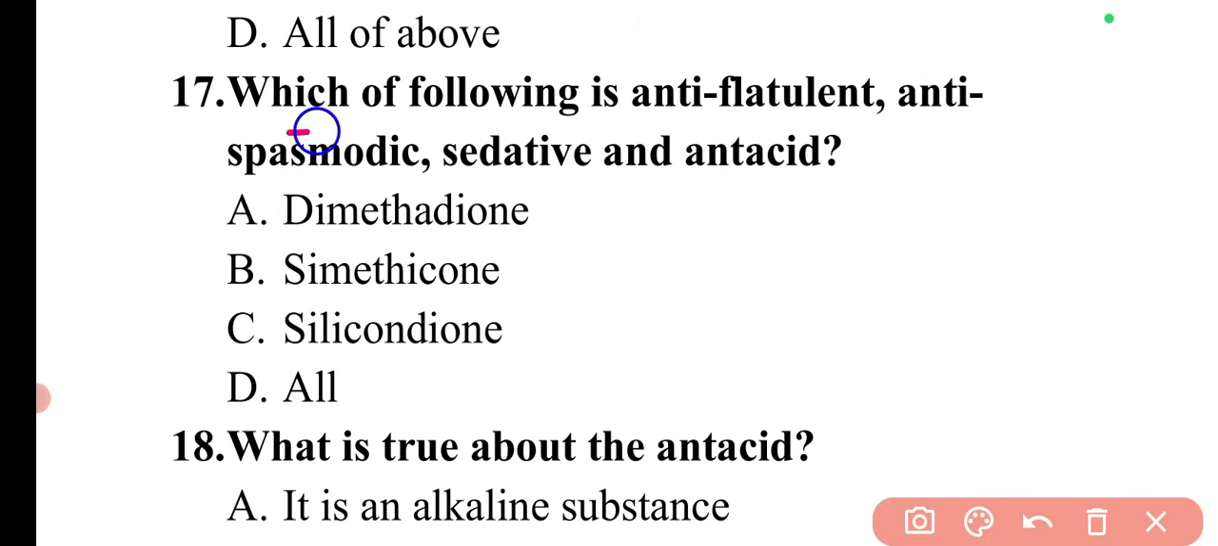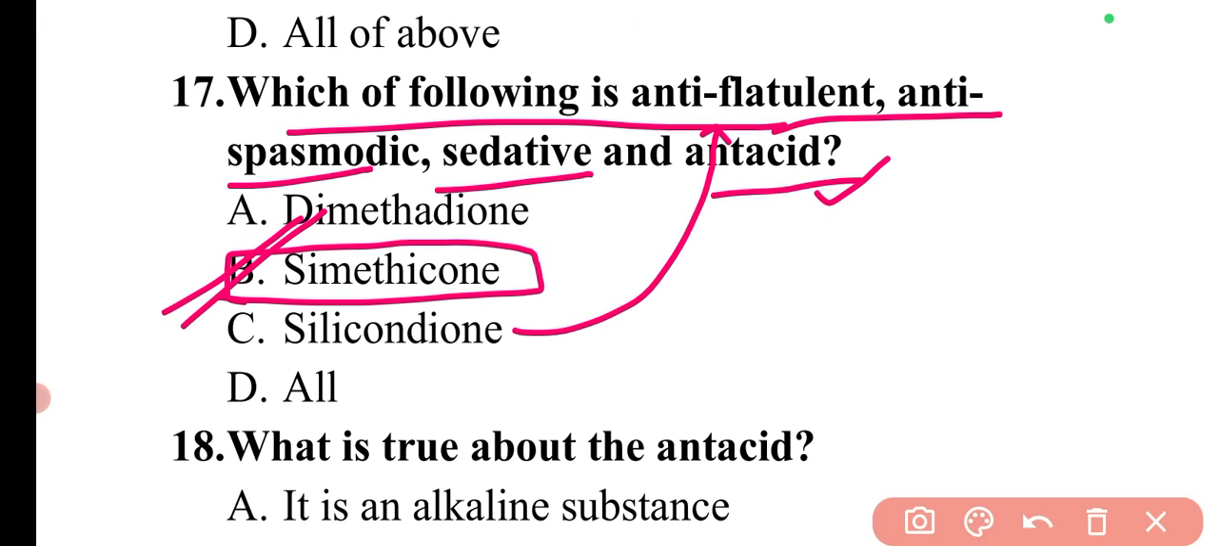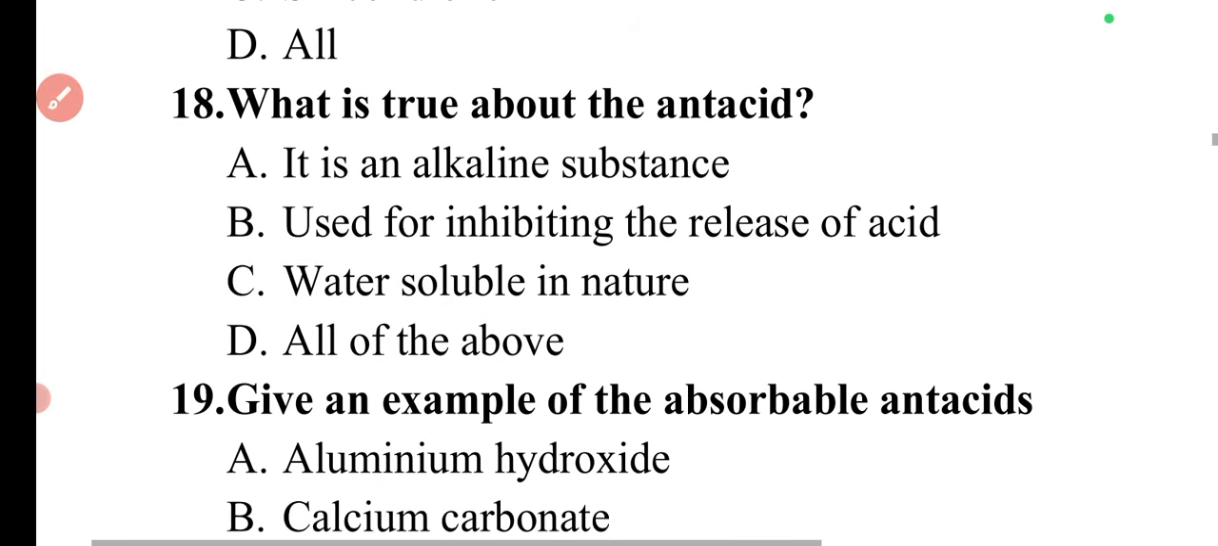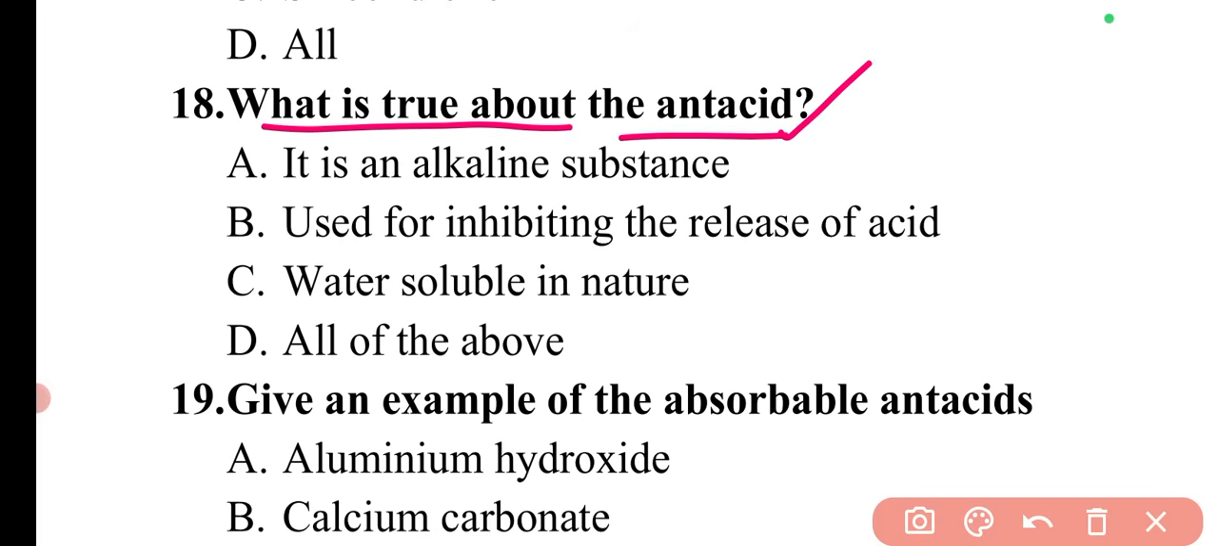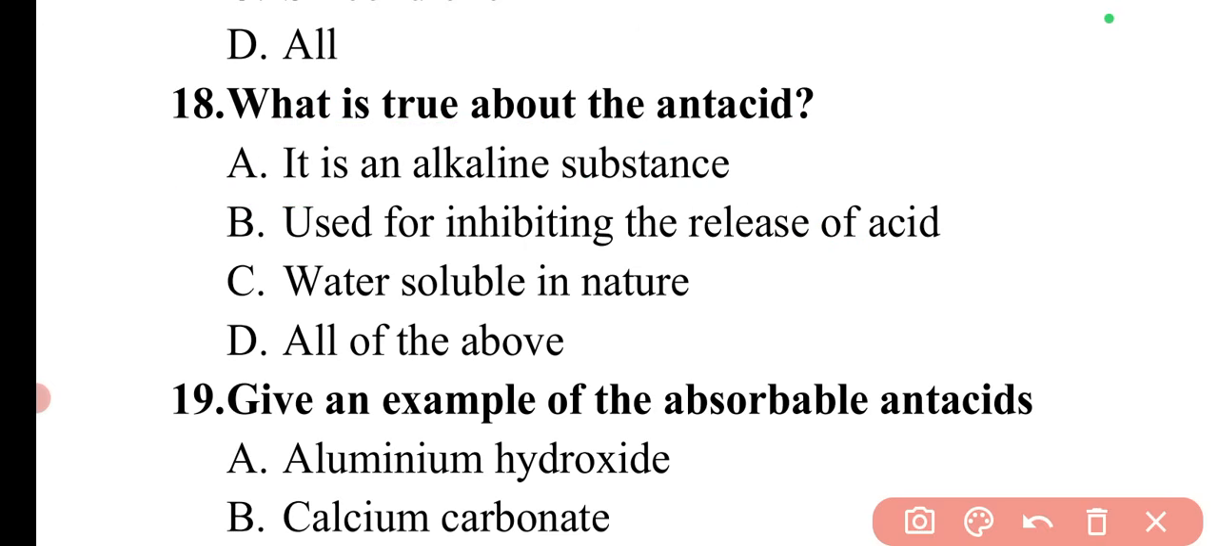Next question is, which of the following is antiflatulent, antispasmodic, sedative, and antacid? So this compound is simethicone. It has multiple uses. That is, it is antiflatulent, antispasmodic, sedative, antacid. So these are the different uses of simethicone. So here option B is correct. Next question is, what is true about the antacids? So the true statement regarding antacids is that it is an alkaline substance, so it will neutralize the acid. That's why it is alkaline, and alkaline nature will neutralize the acid. So here option A is correct.